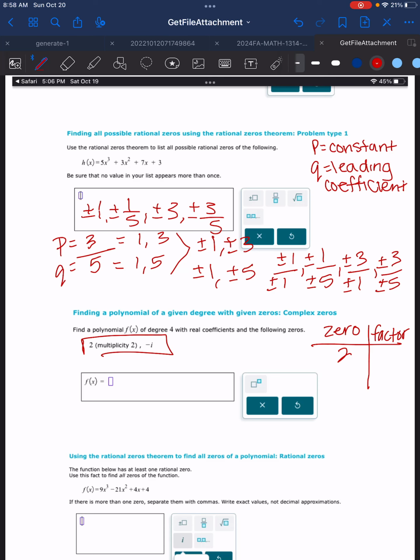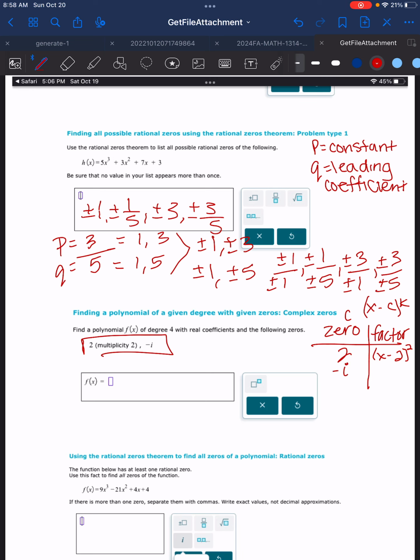All right, so we have 0 with the multiplicity of 2, which is going to give me x minus 2, because remember 0 is c from x minus c. But it's multiplicity of 2, so to the power of 2, because k represents your multiplicity. Then it says negative i.